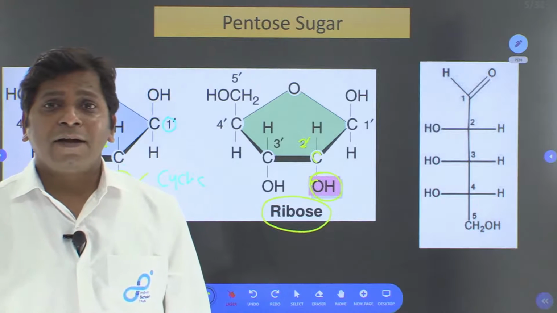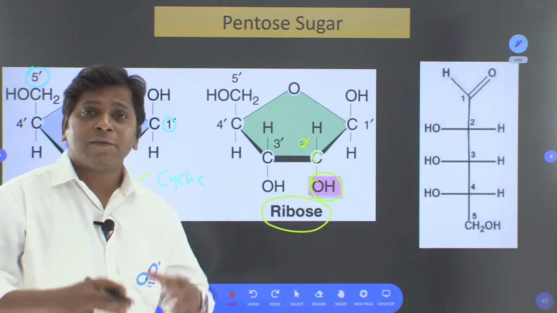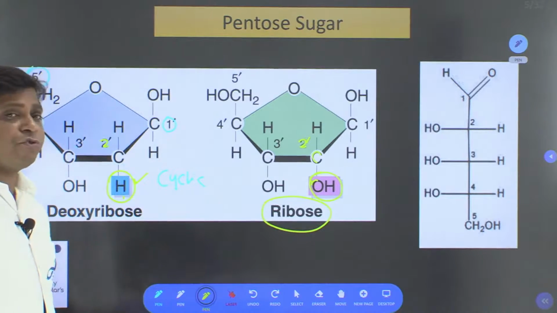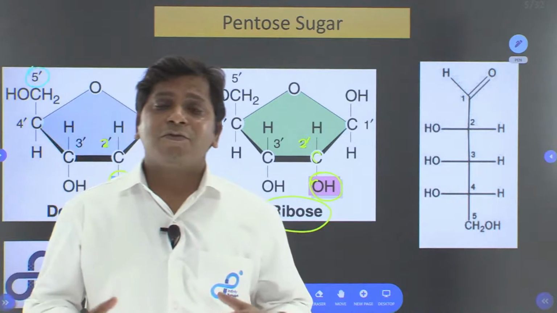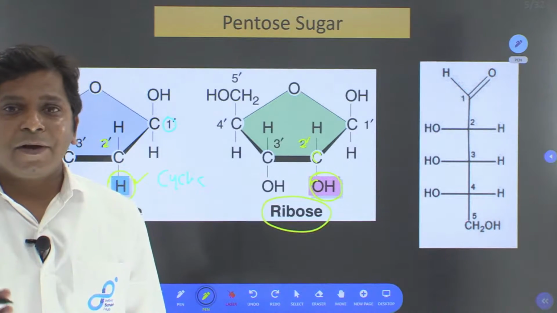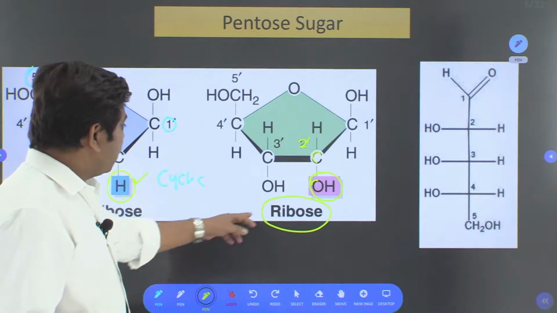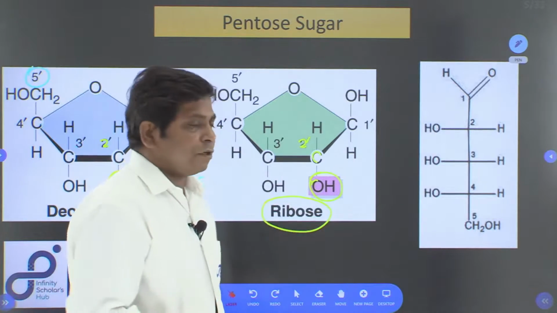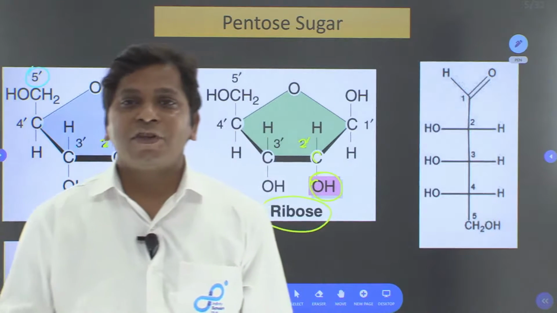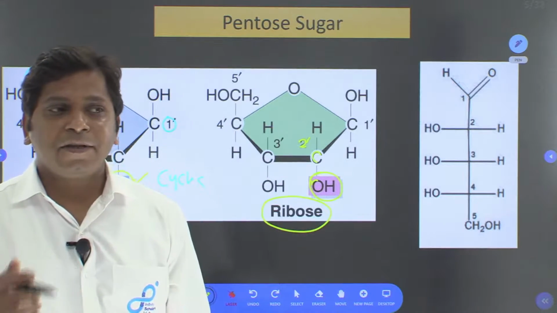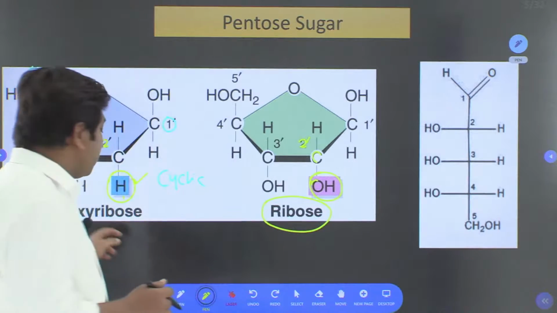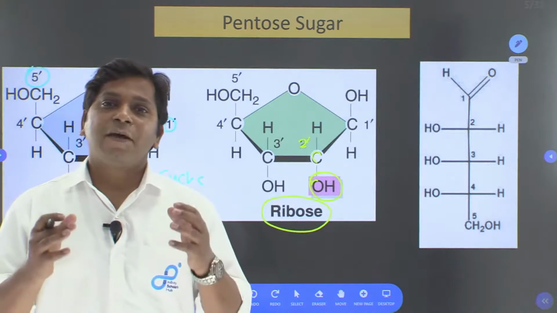As we know, hydroxyl groups are among the most reactive molecules, or the OH group is one of the most reactive molecules. As OH groups are the most reactive, they can participate in several reactions, and that is why, as ribose sugar is a part of RNA, RNA is a most unstable molecule, because it can participate in several biochemical reactions, whereas DNA is a more stable molecule.